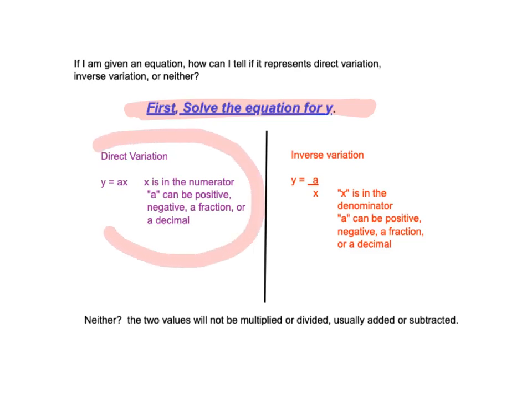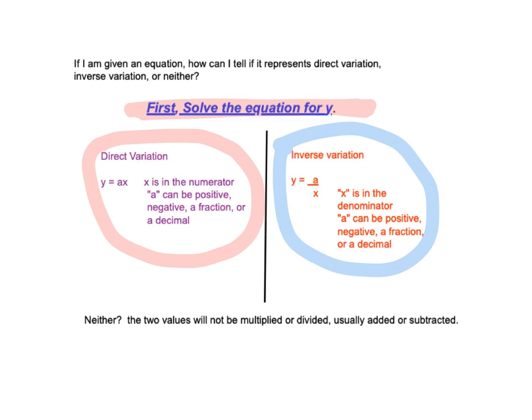And just a little comparison here. Direct variation means you have y equals a times x. It's like you have a slope multiplied times x. A can be a fraction, a decimal, a whole number, positive, or negative, as long as the x is in the numerator and it's just being multiplied by a. Inverse variation over here is y equals a divided by x, which means you're dividing by x instead of multiplying by it. X is in the denominator, and again, a can be positive, negative, a fraction, or a decimal.